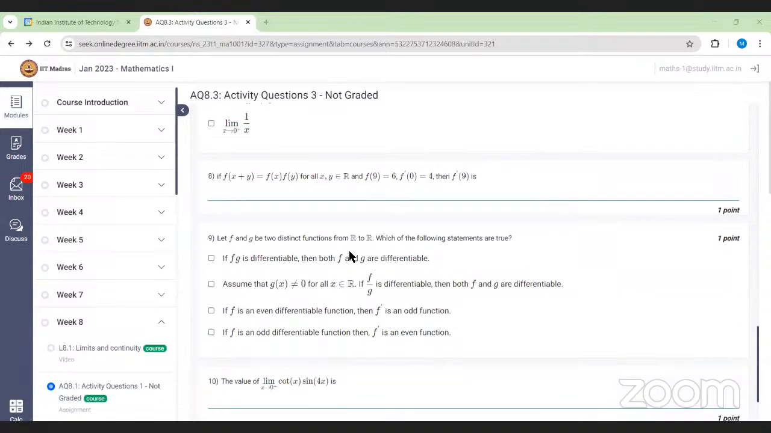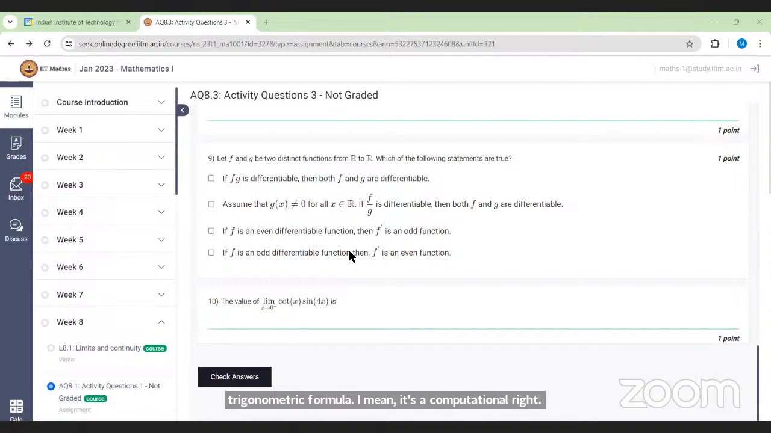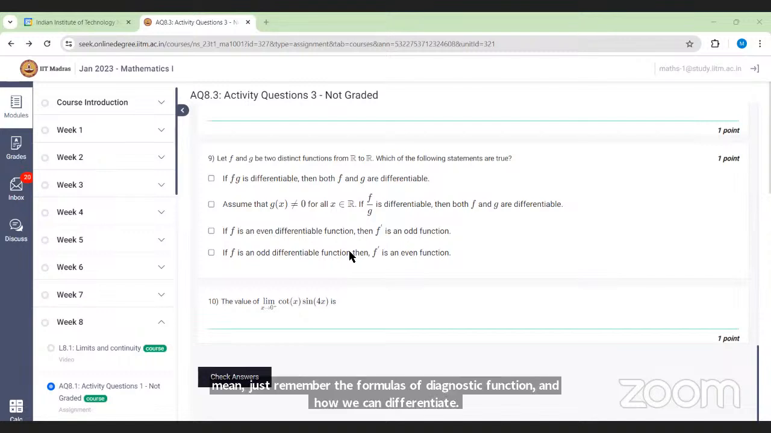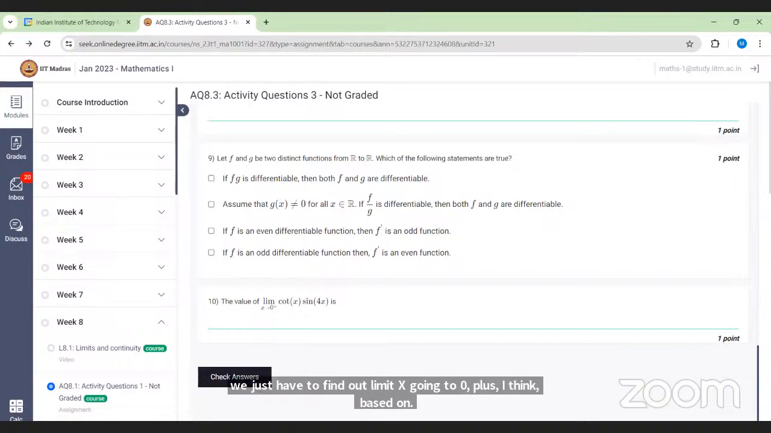Question 10 of the activity. Limit x going to 0 plus cot x sin 4x. Just replace cot by cos over sin and apply the trigonometric formulas. It's a computational question. Here they are asking for 0 plus, but I think you just have to go by the formulas. Is that fine? Just remember the formulas of trigonometric functions and how we can differentiate. So we just have to find the limit x going to 0 plus.